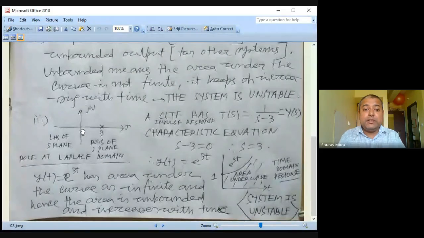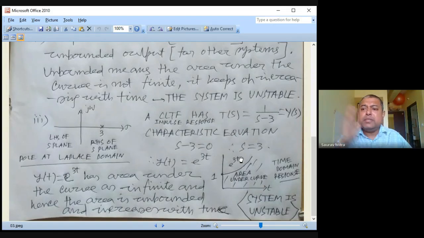So here the pole is in the right hand side of the s plane. What we say is: pole in the left hand side of the s plane, system is stable. Pole in the right hand side of the s plane, system is unstable. Why? This is the question. The answer is very simple. Do it in the time domain. So Y(s) = 1/(s-3), s = 3. Find out the time domain response. Y(s) = 1/(s-3) means y(t) = e^(3t).